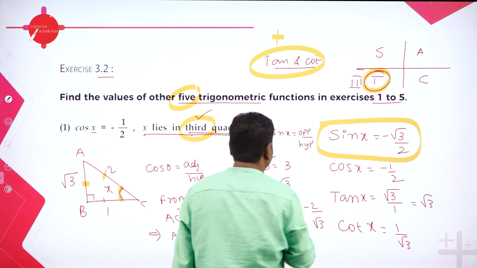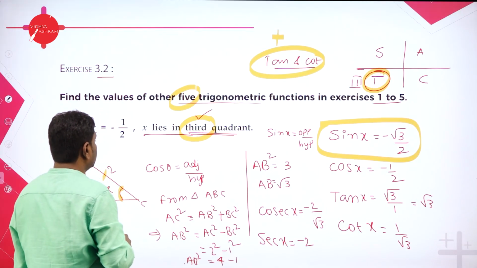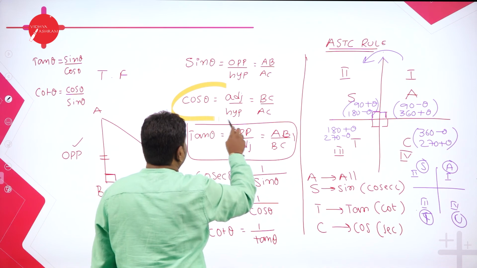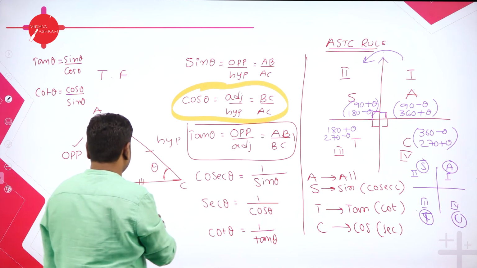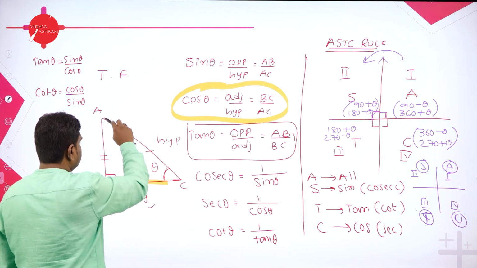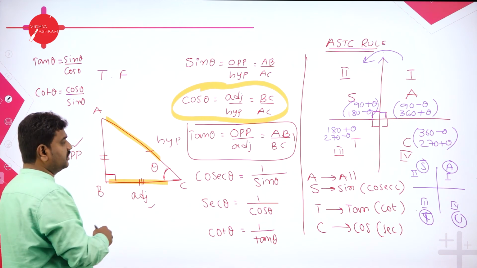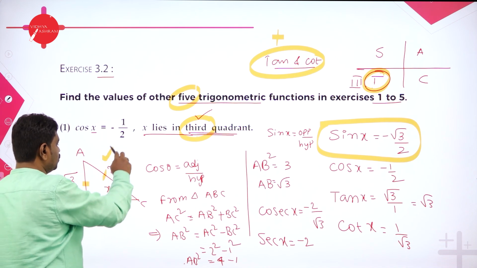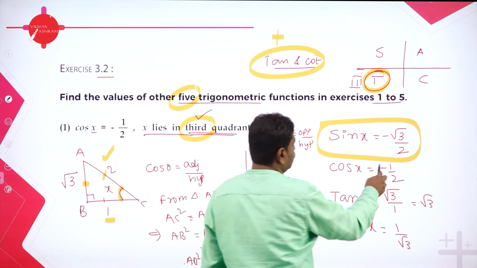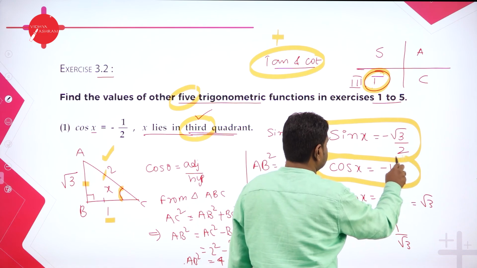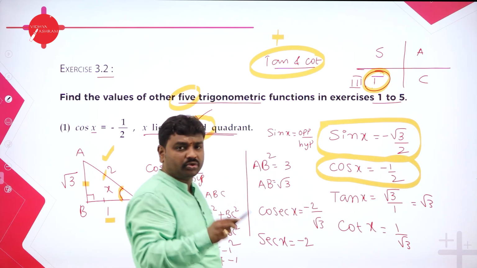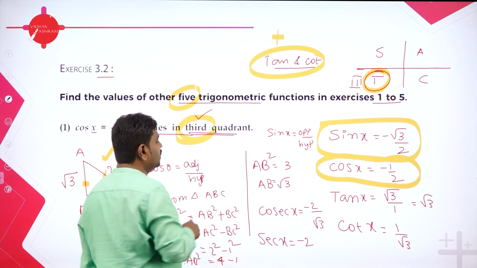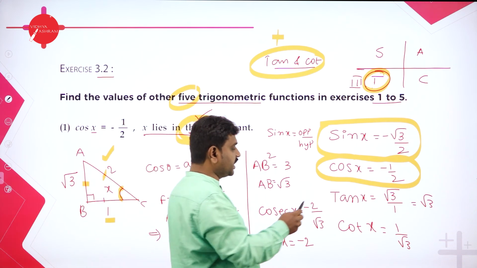And cos. You know the definition of cos. Cos is adjacent by hypotenuse, which means this side divided by this side. Here adjacent is 1 and hypotenuse is 2. So we wrote 1 by 2 as cos. But I am writing minus. Why should we put minus? Sign you should decide depending on the quadrant. Quadrant is third quadrant. In third, tan is positive, cos is negative.